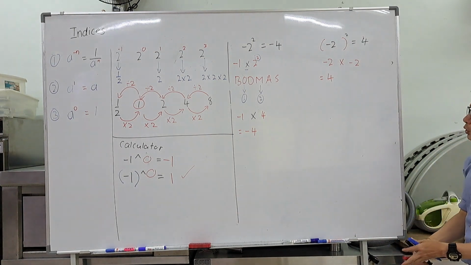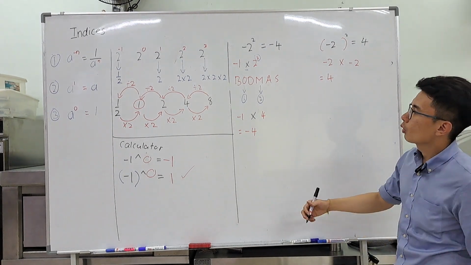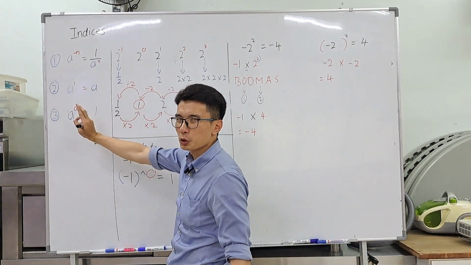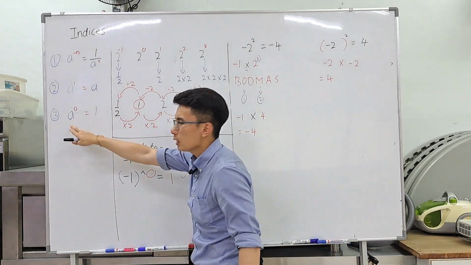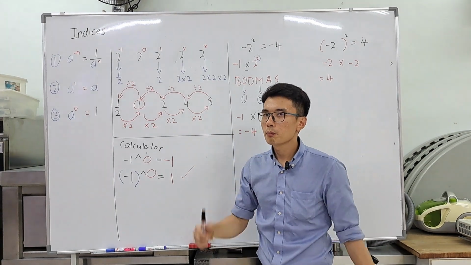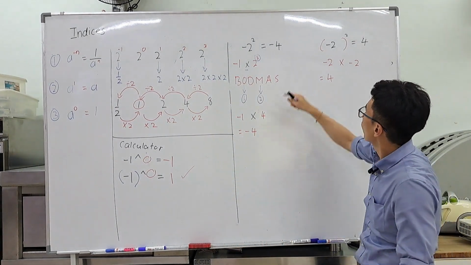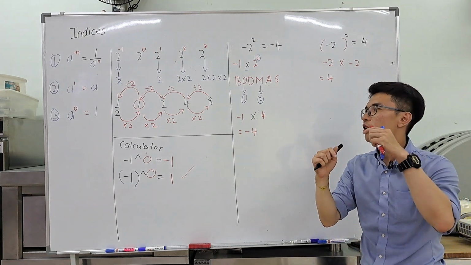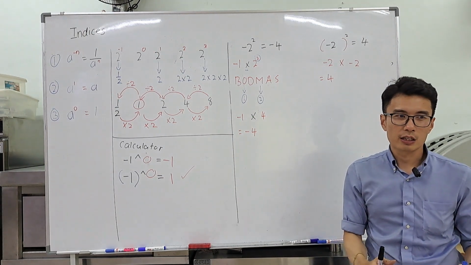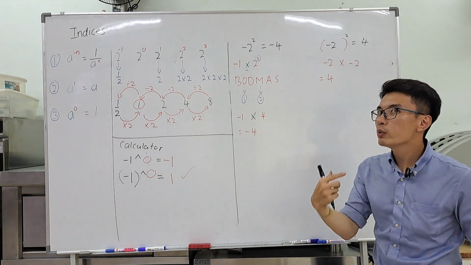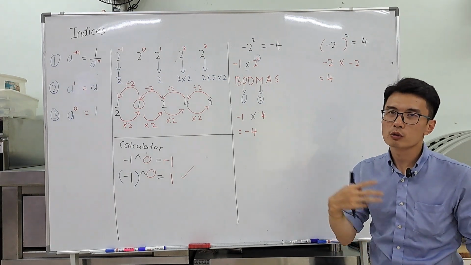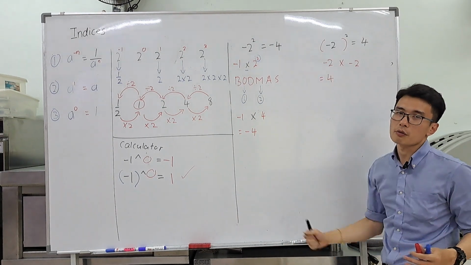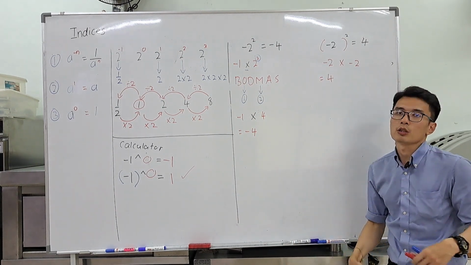So as a summary, to make sure that you do not make any mistakes for rule number 3, when A is negative, please, please, please always put a bracket. This is a very common careless mistake that a lot of people make. So when you are dealing with a negative number and you want to take it to a power, make sure you put a bracket in your calculator to avoid any sort of careless mistake.